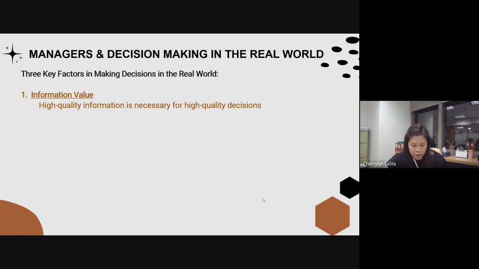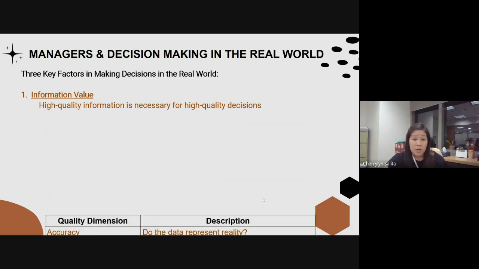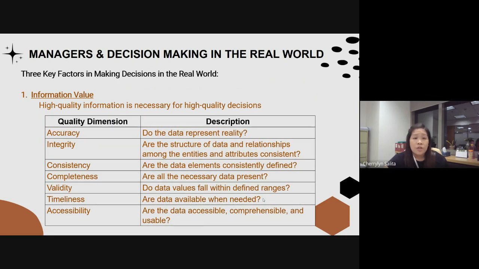So, there are 3 key factors in making decisions in the real world. First, information value. High-quality information is necessary for high-quality decisions. Siyempre, in order for the information to be high quality, kailangan daw ito yung mga quality dimension. So, dapat accurate, may integrity, consistent, complete, valid, timely, and accessible.